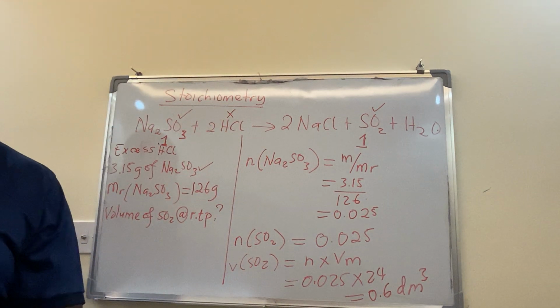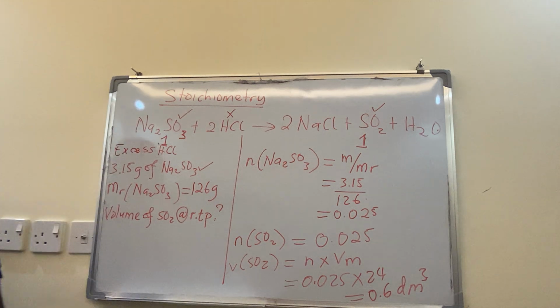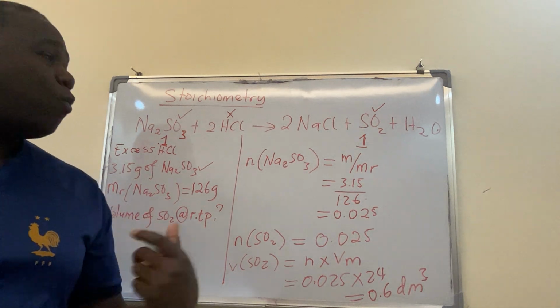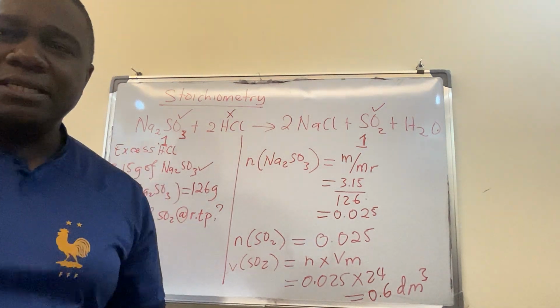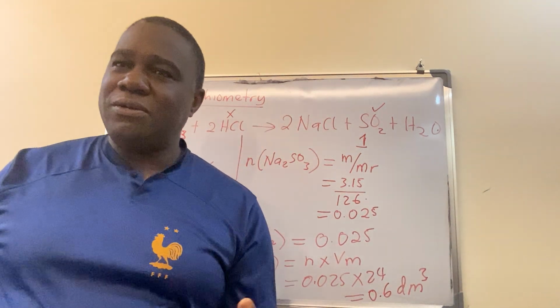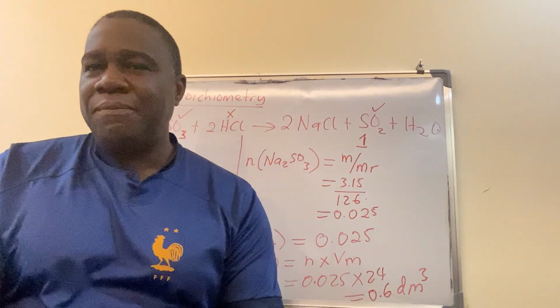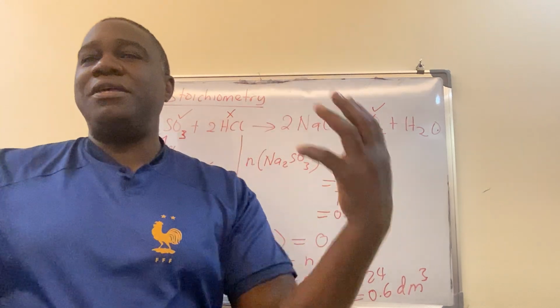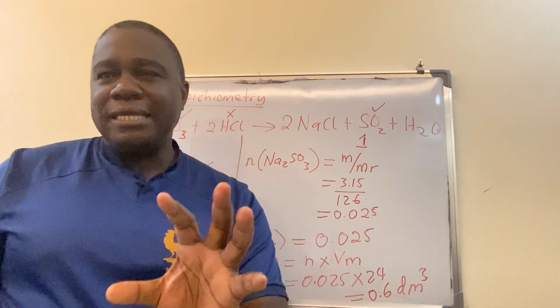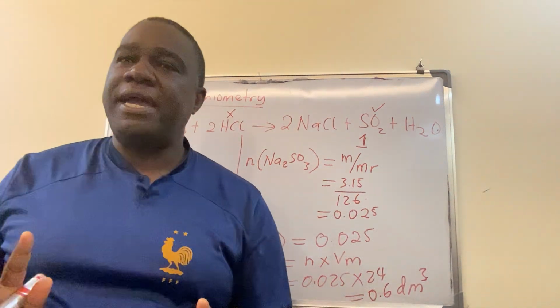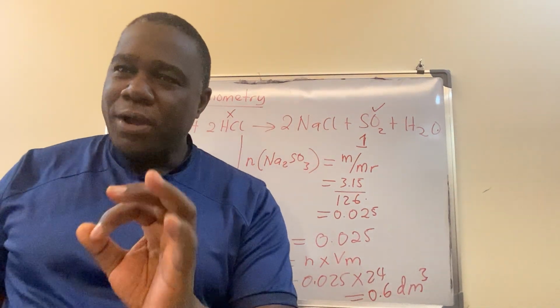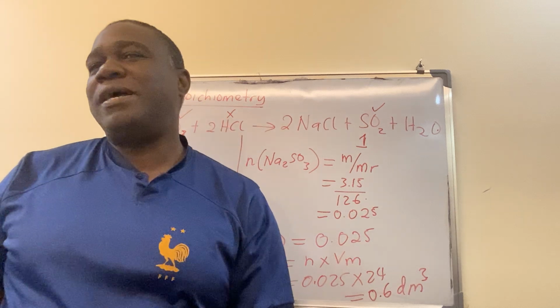I hope I've managed to help you go through this very simple stoichiometry, to understand how we can determine the maximum volume of sulfur dioxide that is going to be produced when we react sodium sulfite and HCl. Remember, in chemical reactions, whenever we say excess, don't concentrate on the excess, because that one will not limit the reaction. It will still be present after the reaction has gone to completion. Excess is just there to ensure that we use up all the sodium sulfite that is present. Remember, the word excess means more than what is required.